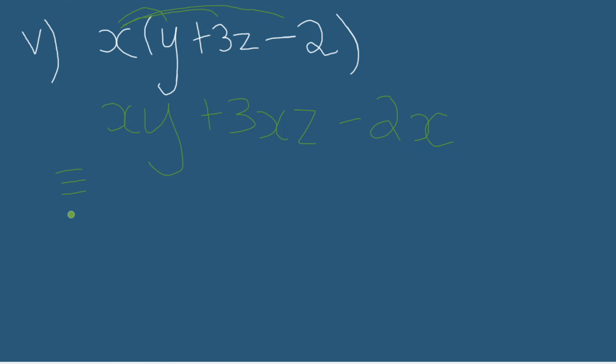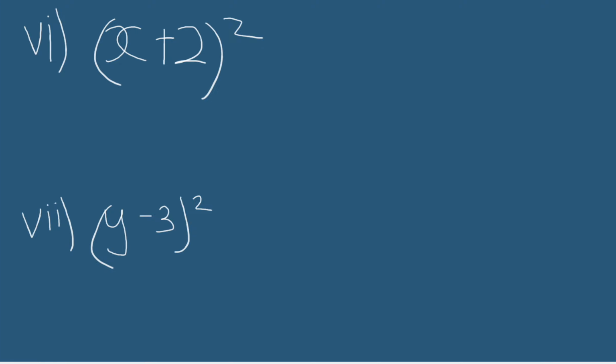These three lines mean the same thing. So xy plus 3xz minus 2x is the same as 3zx plus yx minus 2x. It's the same thing. The order does not matter. More expansion.